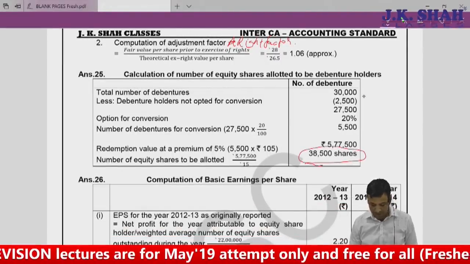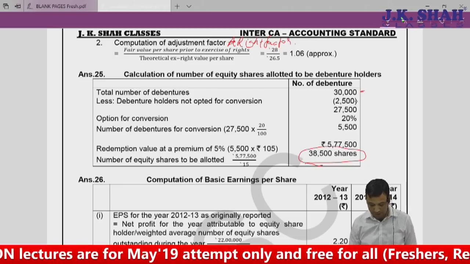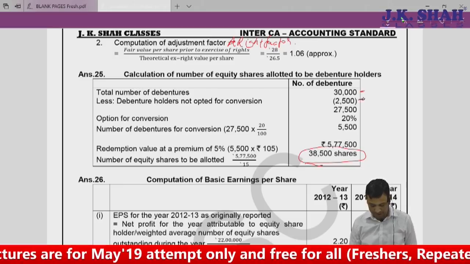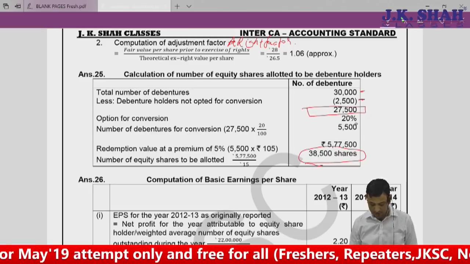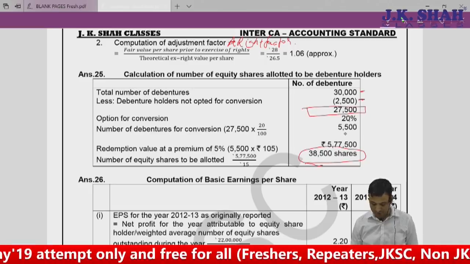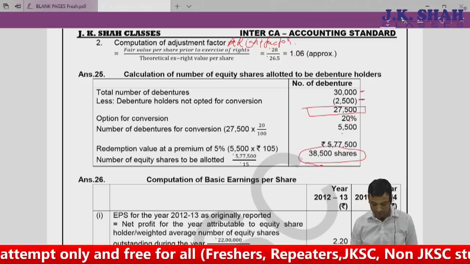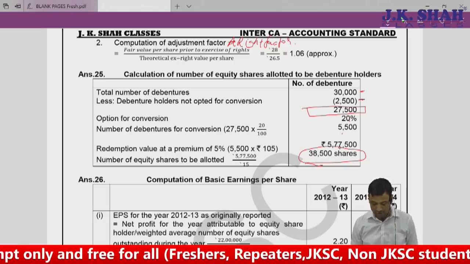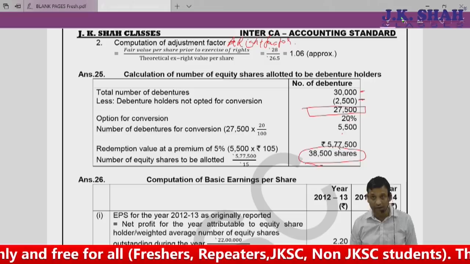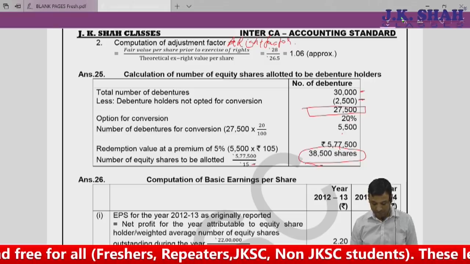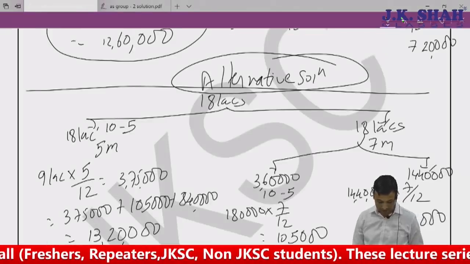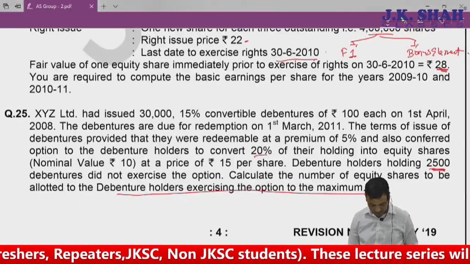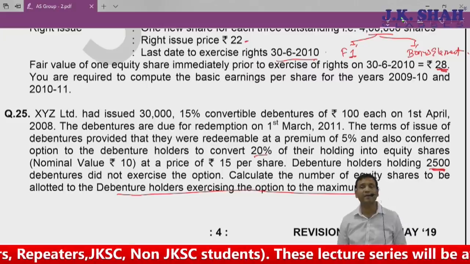38,500. Yeah, so what did I do? 30,000, 2,500 did not exercise. So I'm left with 27,500. 20% are converting. So it's 5,500 into 105, that is 577,500 divided by the market price of my share 15, that is 38,500 shares is the answer for this. Okay, so we end here our AS20.